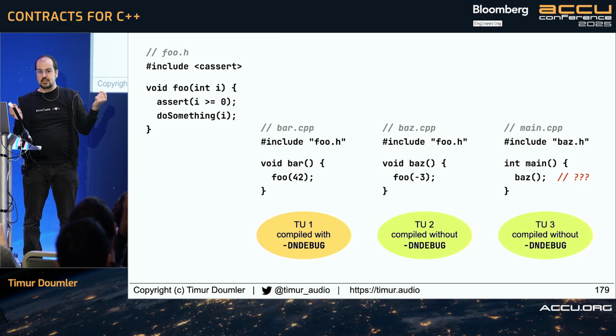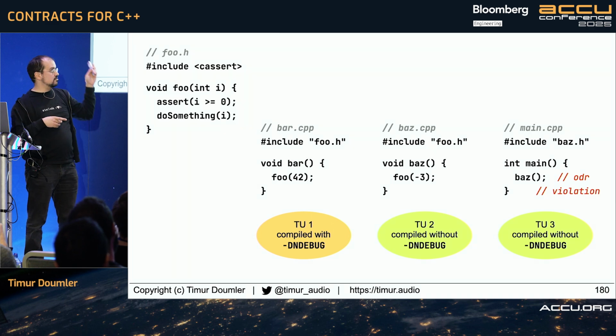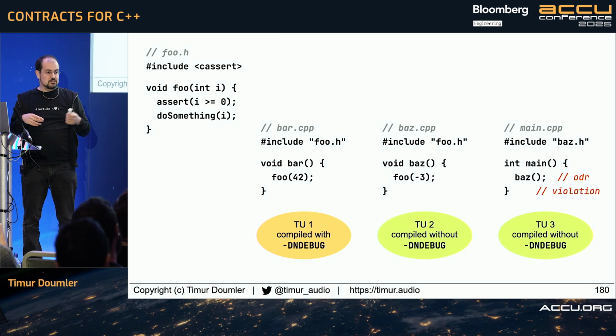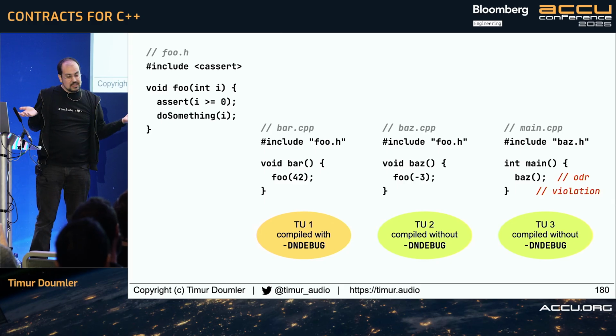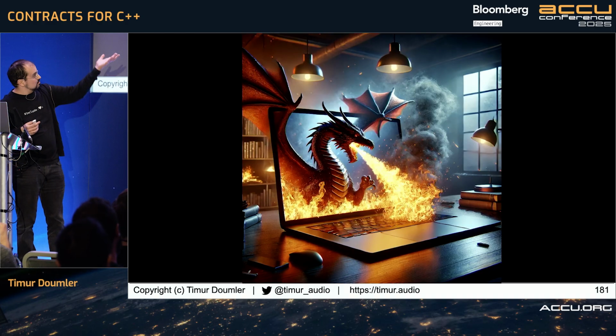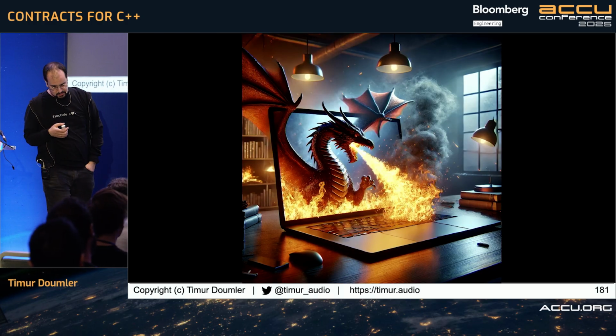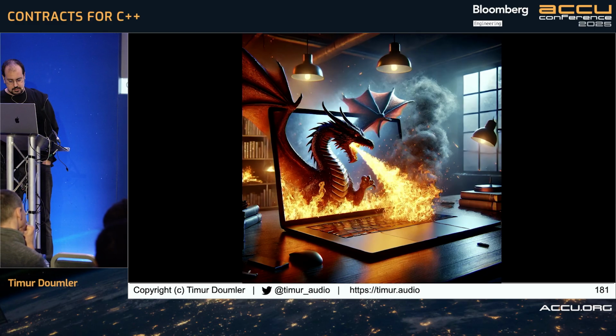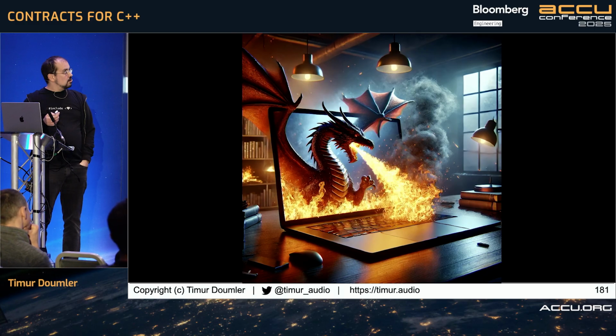Anybody? Nobody knows. It's an ODR violation because you have two different definitions of foo in the same program. So the linker will just choose one, or it's an ODR violation, so it's like UB essentially, except at link time. So anything can happen really. Like you can have a dragon emerging from your computer and setting your room on fire, and that is actually conforming behavior according to the C++ standard. So ODR violations are not great.